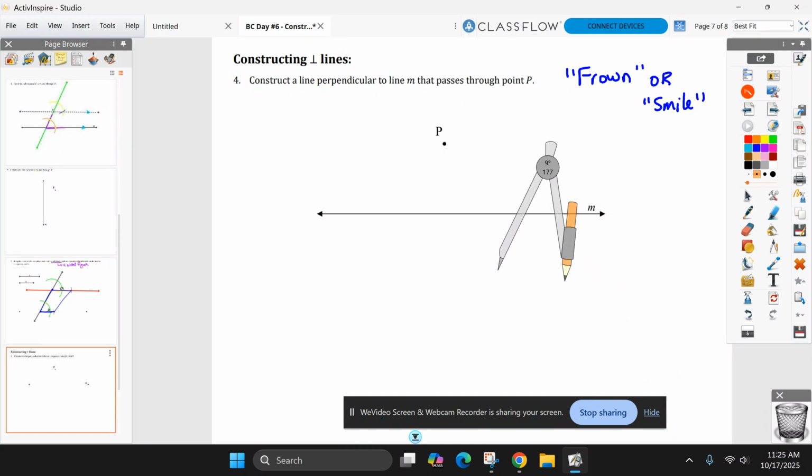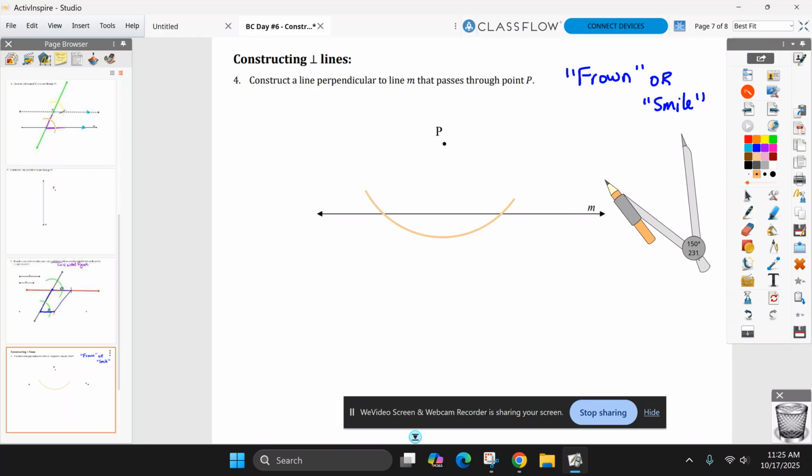So put your compass point on P. Play around with the compass opening so you can intersect M in two places. You want to make sure you can intersect M in two spots. Mark those two points of intersection when you have them. If at any time you're doing this construction and you can only make it intersect the line once, extend the line. Lines go on forever. So if you can only make it intersect once, always extend.